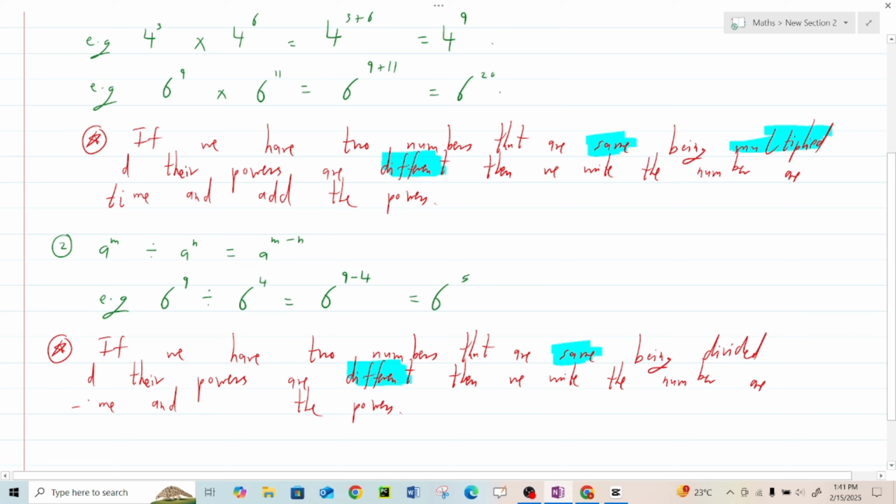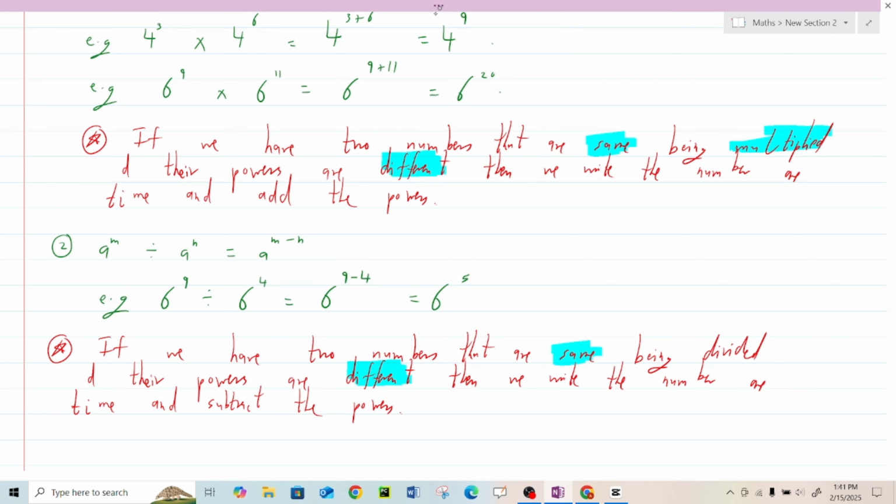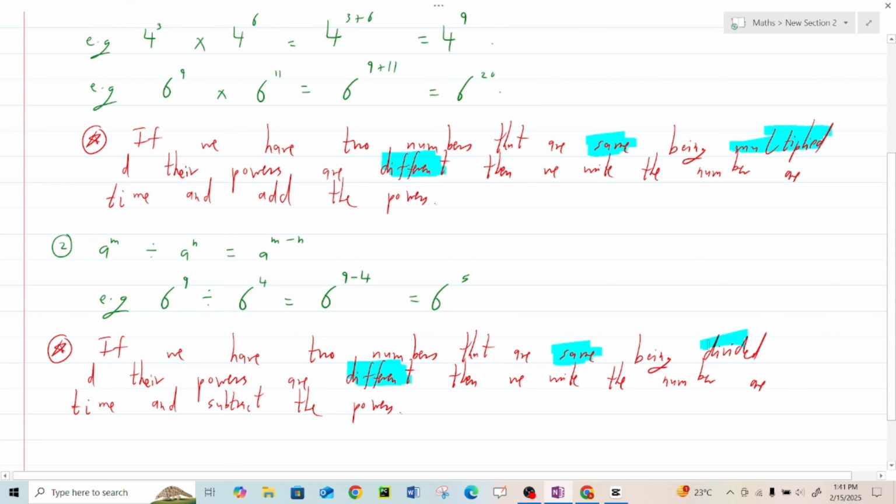Division and times, so write one time, and subtract the powers. Okay, and same thing again, we're going to highlight our keywords, that is division here, and we subtract. Let's also take this here so we know what we have to do. That's the second one done.